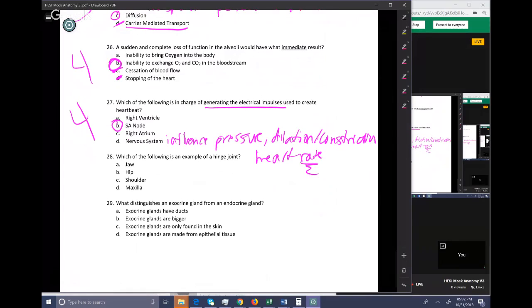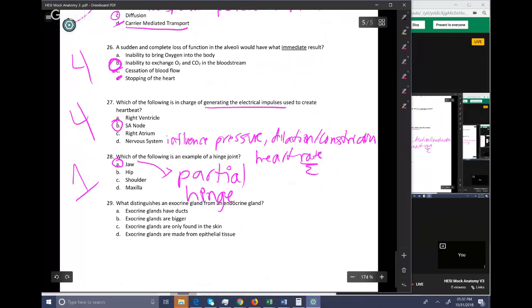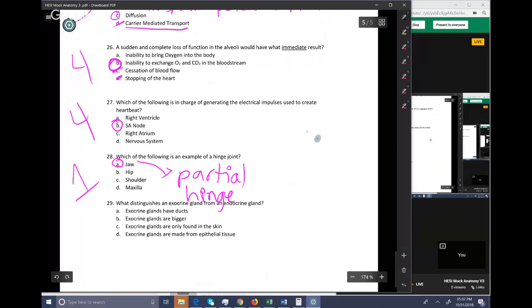Which is an example of a hinge joint? That's anatomy 1. In this instance, it's the jaw, and I put this question on here to remind you the jaw is a partial hinge. The actual hinge joints that are 100% hinge that you probably remember off the top of your head are the elbow and the knee. So sometimes they don't put those, just like what I did here, just to see if you really know what you're talking about. So don't forget that the jaw is a partial hinge.